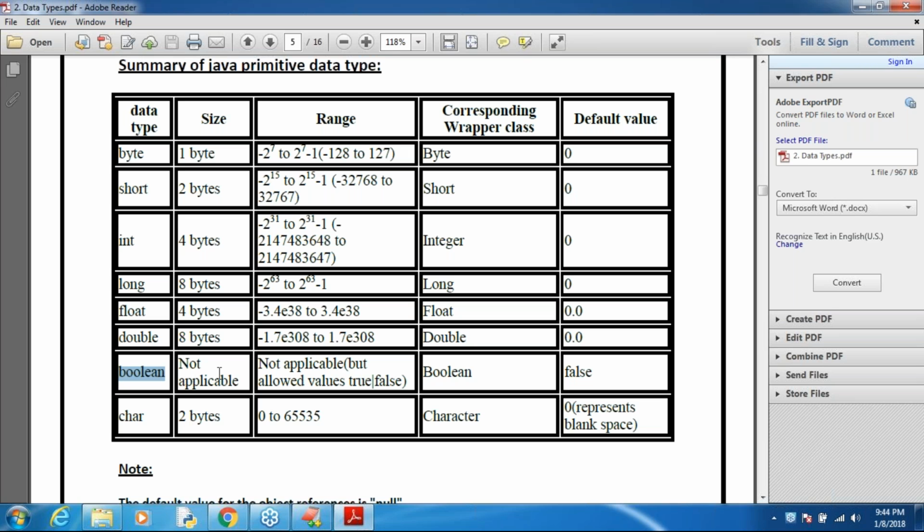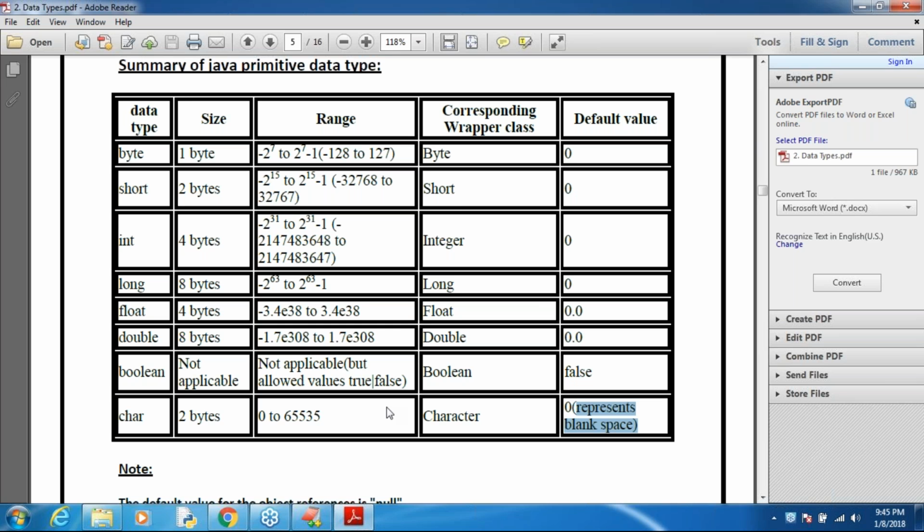Can you please tell what is the default value for boolean? Anyone? Default value for boolean is false, but not true. Remember that. What is the default value for char? Blank space. Don't tell null. The char default value is 0, and 0 represents a blank space.